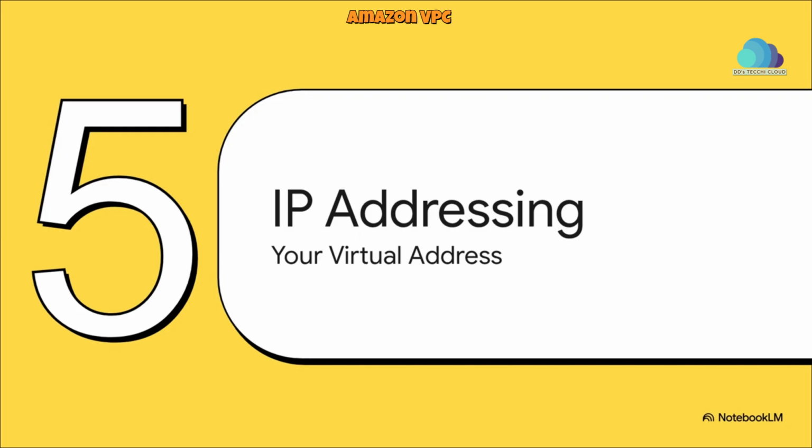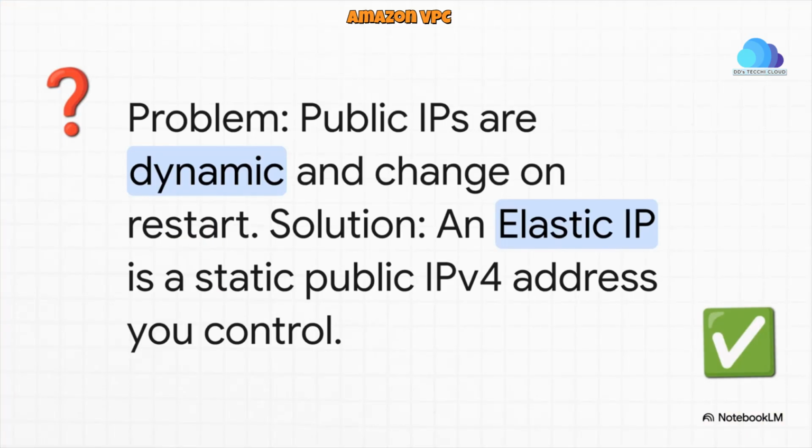So, every single resource inside our VPC needs an address to talk to each other. But what happens when you need a permanent public address for your website that never, ever changes? Here's a classic gotcha that catches everyone new to AWS. You launch a web server, it gets a public IP, you point your domain name to it, and everything is great. But then, you have to stop and restart that server for maintenance. When it boots back up, poof, it has a completely different public IP address, and your website is broken.